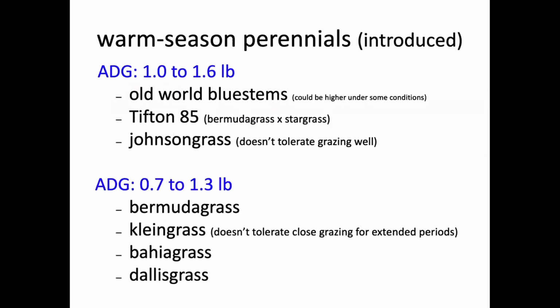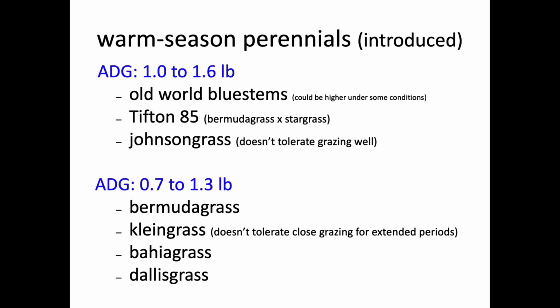If we look at our warm season introduced perennials, we don't need near as many acres to run the same amount of cattle as we would on the natives. If we look at things like old world bluestems, and these are different than little bluestem and big bluestem, here we're talking about things like WW B. Dahl, KR bluestem, King Ranch bluestem. We do see a little more variation in this group, and with some of the better varieties, we may even see a little bit higher performance. But the old world bluestems would fit in that 1 to 1.6 pound a day group. Tifton 85 would fit in that group as well.